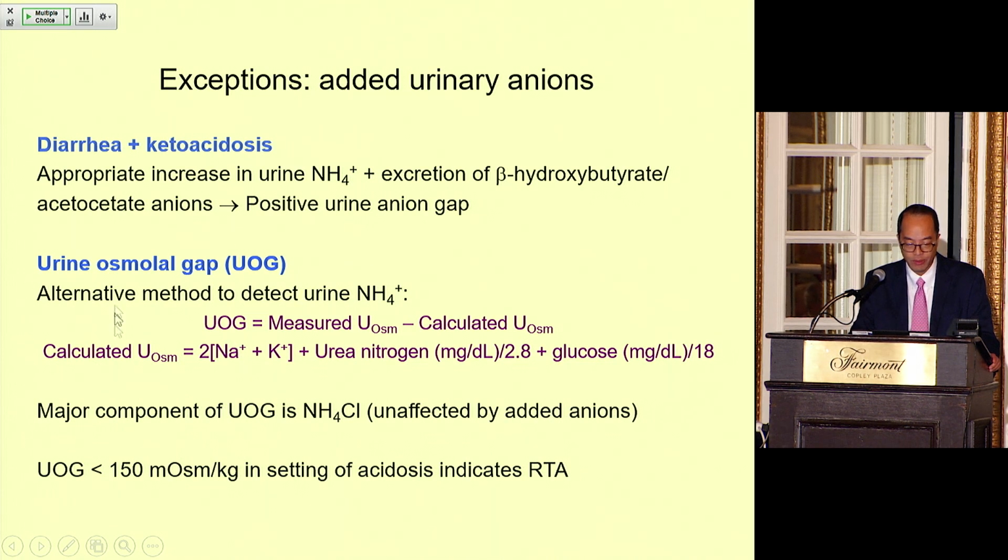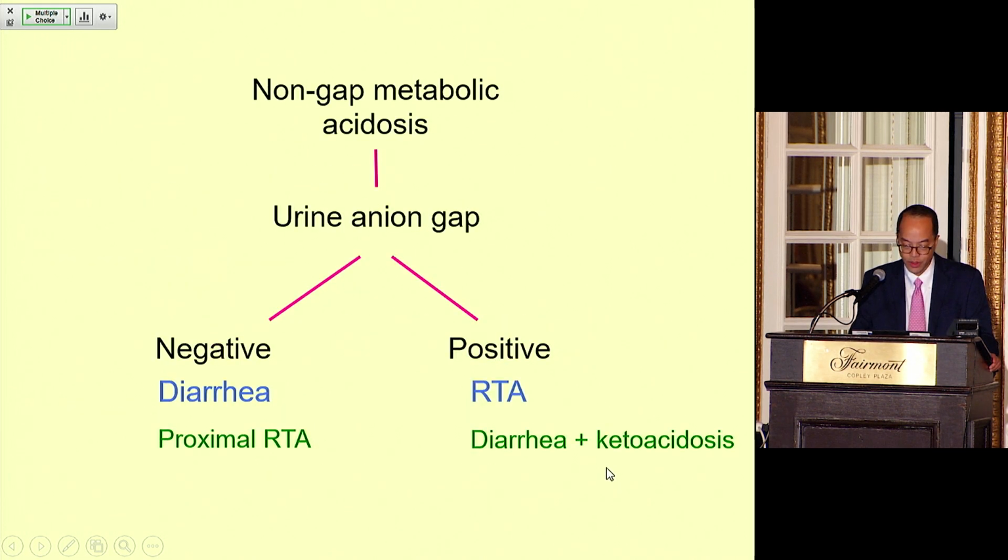I don't really have time to go into this, but one of the proposed ways to account for this is, instead of using the urine anion gap, to instead use the urine osmolar gap. And because beta-hydroxybutyrate and acetoacetate don't really contribute significant osmoles, this is another way to estimate ammonium excretion. And if you decide you want to go that route, I don't personally use this, but it's occasionally useful. Urine osmolar gap of less than 150 indicates inadequate ammonium excretion, as in an RTA. Okay.